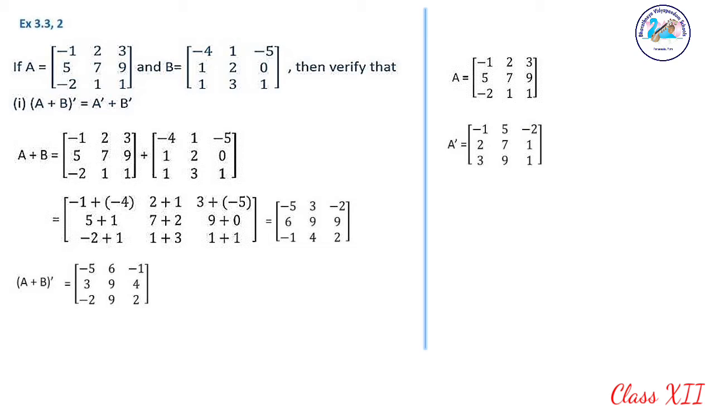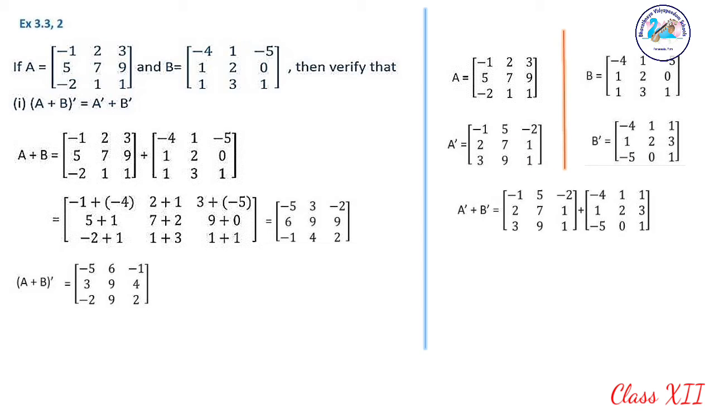Then we need next again B transpose. For that, B we have to write from the given matrix. Minus 4 1 minus 5 1 2 0 1 3 1. This is B. We need B transpose change. First row minus 4 1 minus 5 comes as first column. 1 2 0 second row comes as second column. 1 3 1 third row comes as third column.